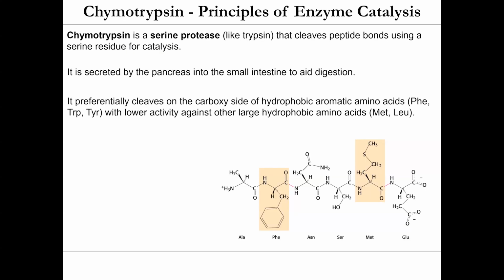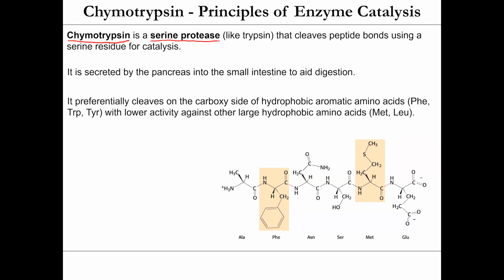So now we can talk about principles of enzyme catalysis specifically, and to do this, we're going to use chymotrypsin as an example of an enzyme because it really uses a catalytic mechanism with a lot of different features that you'll come across in other enzymes across a lot of different classes. Chymotrypsin is a serine protease, just like we've talked about with trypsin and thrombin, and it cleaves peptide bonds using a serine residue for catalysis.